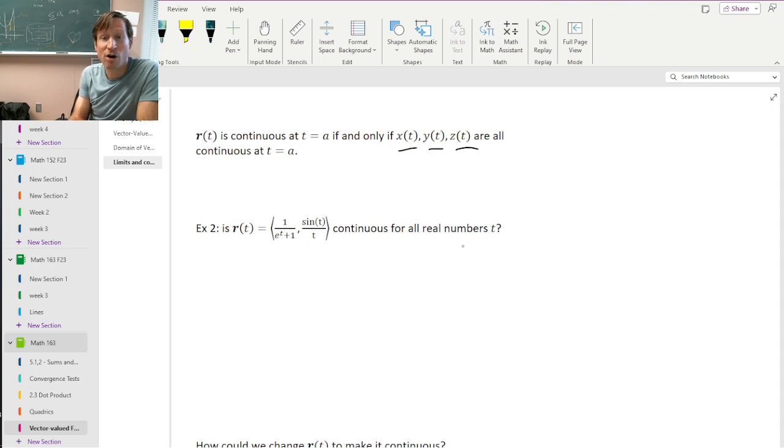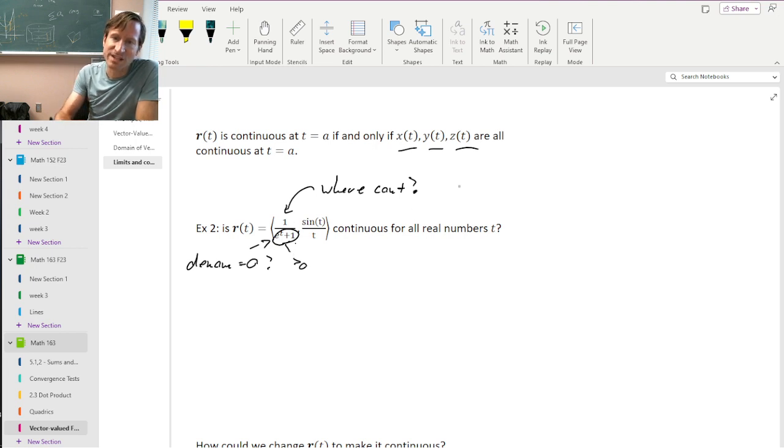Is this continuous for all real numbers t? Well, let's see. Where is this first coordinate function continuous? We are dividing by something, so we have to be careful about whether this denominator is ever equal to 0. It's not, because e to the t is always greater than or equal to 0. So some number greater than or equal to 0 plus 1 is always going to be greater than 0. It's never going to be equal to 0, and it's never going to be negative either. So this x-coordinate function is continuous everywhere.